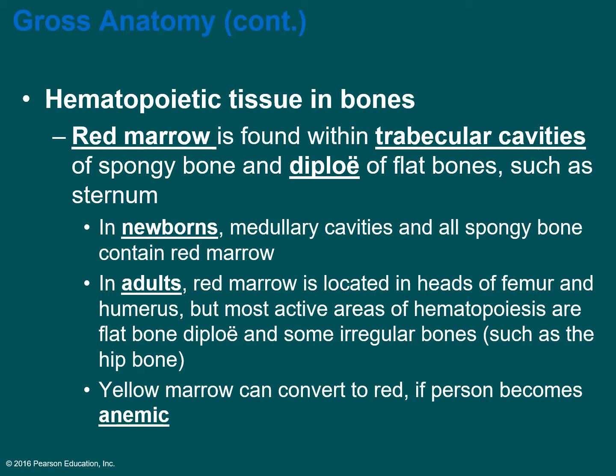Hematopoietic tissue in the bones: the red marrow is found within trabecular cavities of the spongy bone. In newborns, medullary cavities and all spongy bone contain red marrow. In adults, the red marrow is going to be found in the head portion of the femur and the humerus. And then the most active areas for hematopoiesis, which is the formation of blood cells, occur in the flat bones and some of your irregular bones, like your hip. Yellow marrow can be converted to red if a person becomes anemic.